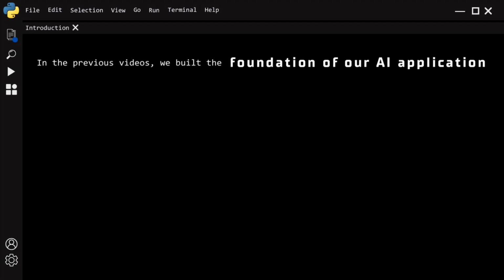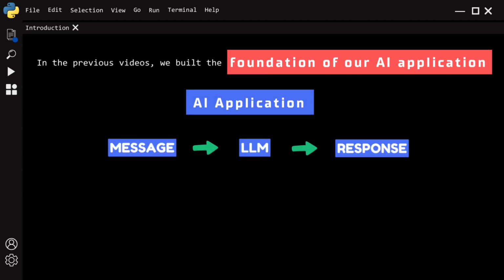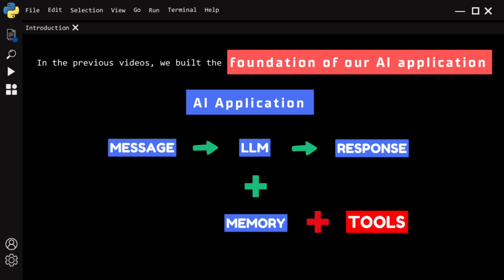In the previous videos, we built the foundation of our AI application. First, we built a simple AI application where the user sends a message, that message goes to the LLM, and the LLM generates a response. Then we added memory, which allowed our AI to remember previous conversations. Now we are going to add the next important capability of an AI agent, tools.